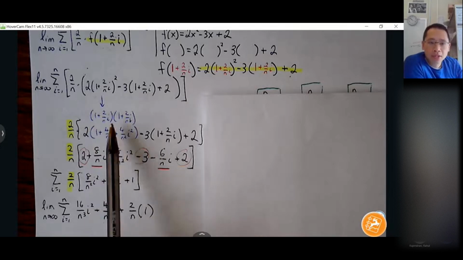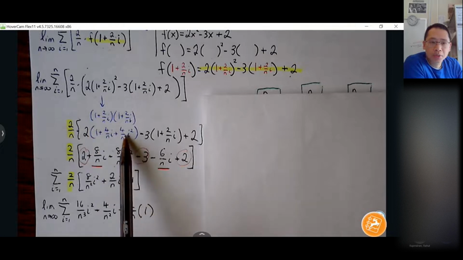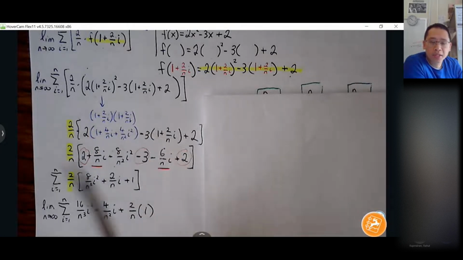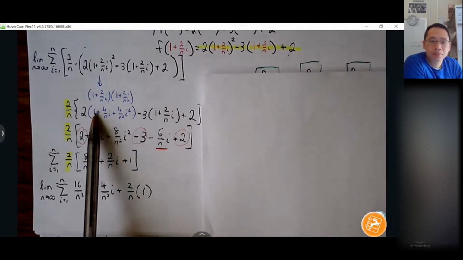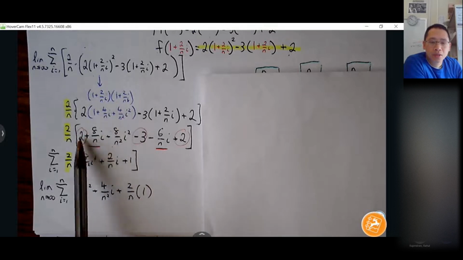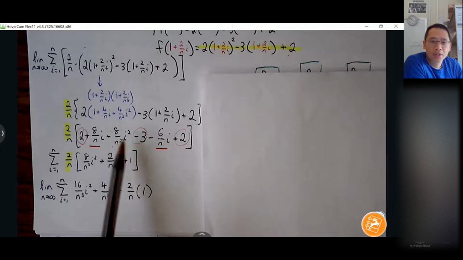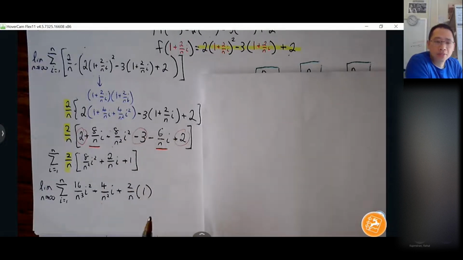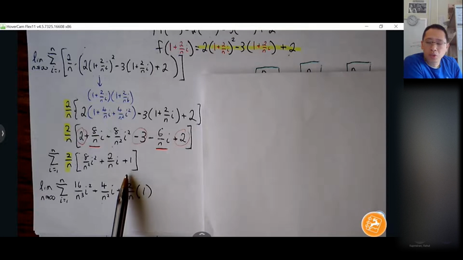Once I have all this cleaned up to be just 3 terms, now I can worry about distributing the 2 through the first set of parentheses, and I can also distribute the 3 through the second set of parentheses. So 2 plus 8 over ni plus 8 over n squared i squared minus 3 minus 6 over ni plus 2. Combine like terms. We get 8 over n squared i squared plus 2 over ni plus 1.